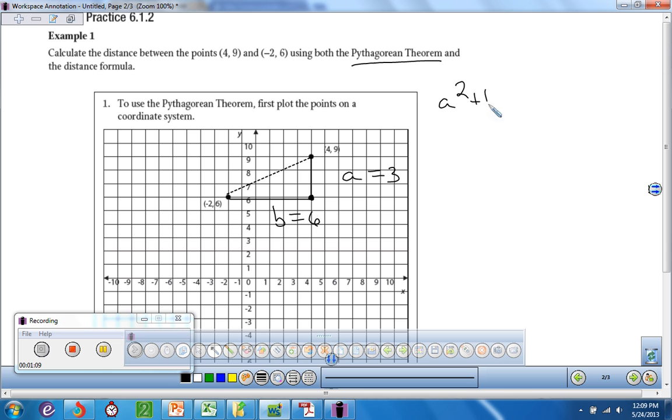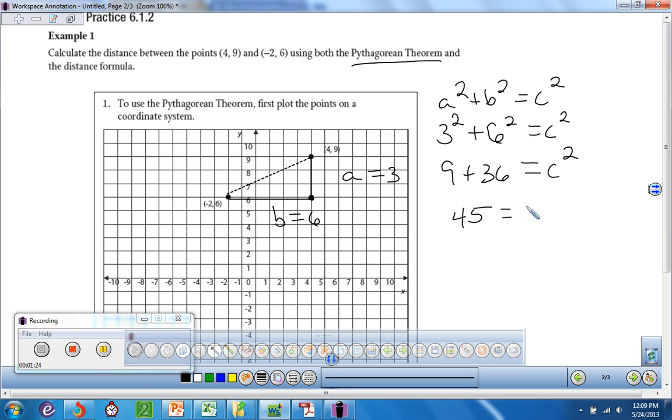We're just going to use A squared plus B squared is equal to C squared. So we'll have 3 squared plus 6 squared is equal to C squared. So we end up with 9 plus 36 is equal to C squared. Go ahead and add these. We get 45 is equal to C squared. Take the square root of both sides, and we end up with the square root of 45 is equal to C, which, if we use the calculator, is going to be like 6.7. I use that because we have to round for this part.